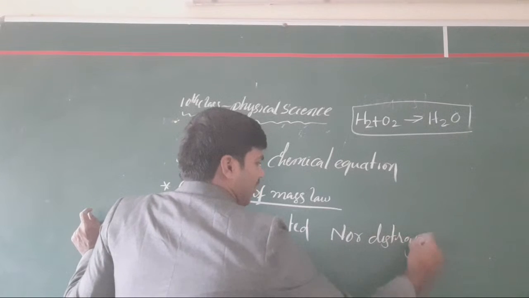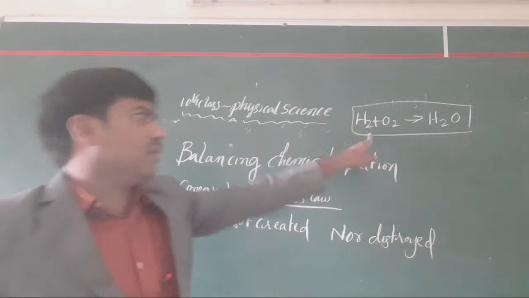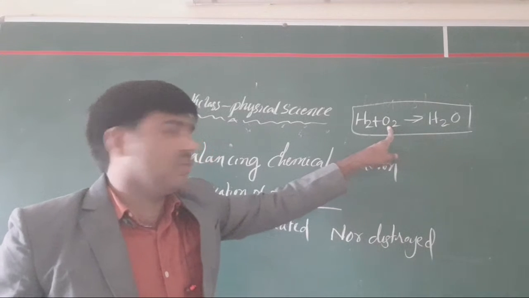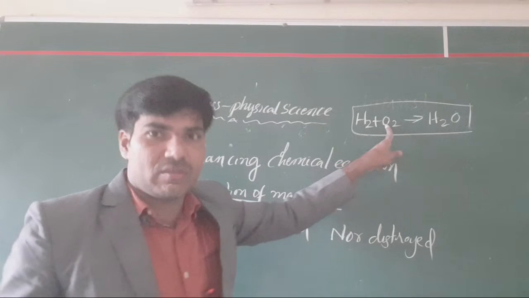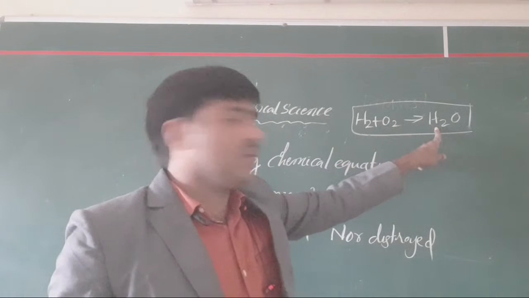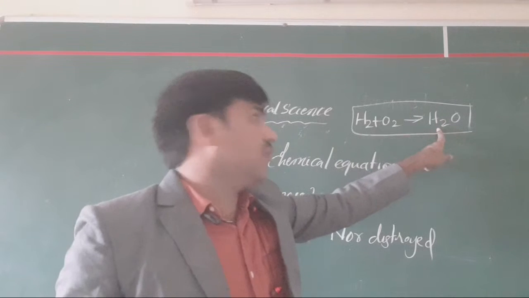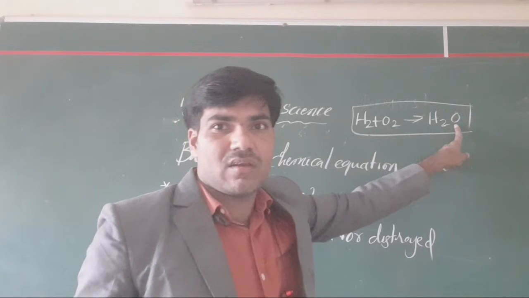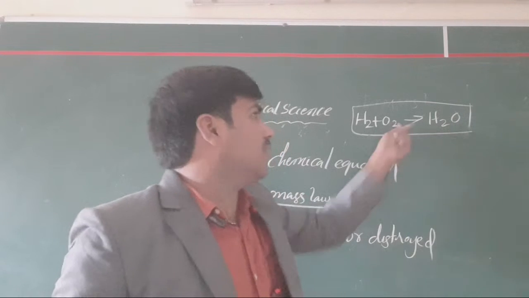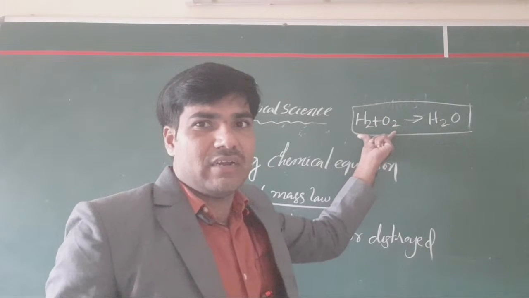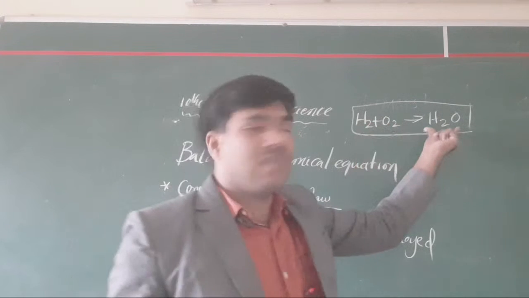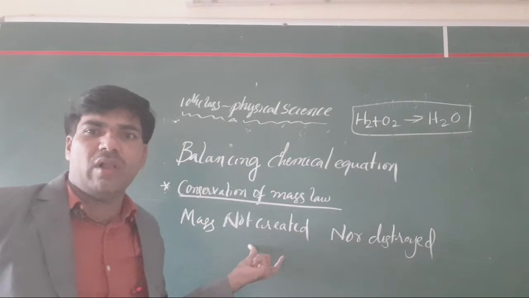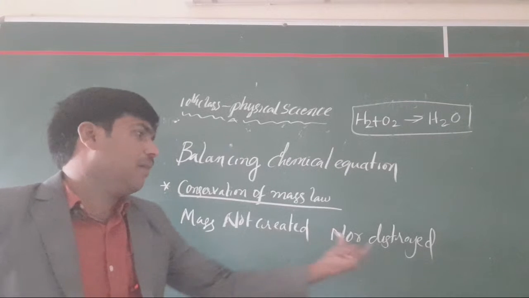It is not destroyed. Means what? Whatever the two molecules are there, hydrogen and a molecule of oxygen, we consider here. Two hydrogen atoms are there here, only one oxygen is there. Clear or not, all of you? How many atoms are there this side? In our reactant side, 4 atoms are there. How many are there here? Only 3 atoms. According to the conservation of mass principle, mass is not created and mass is not destroyed.